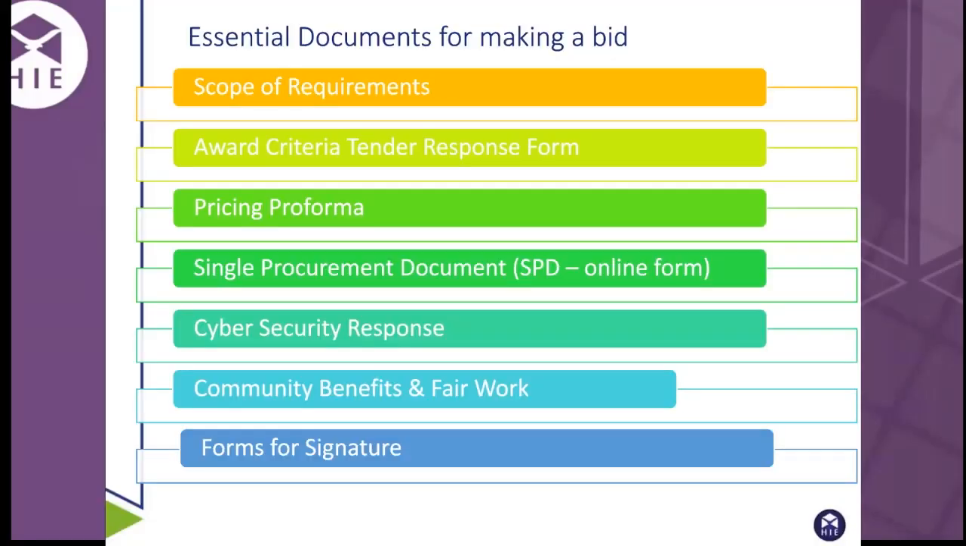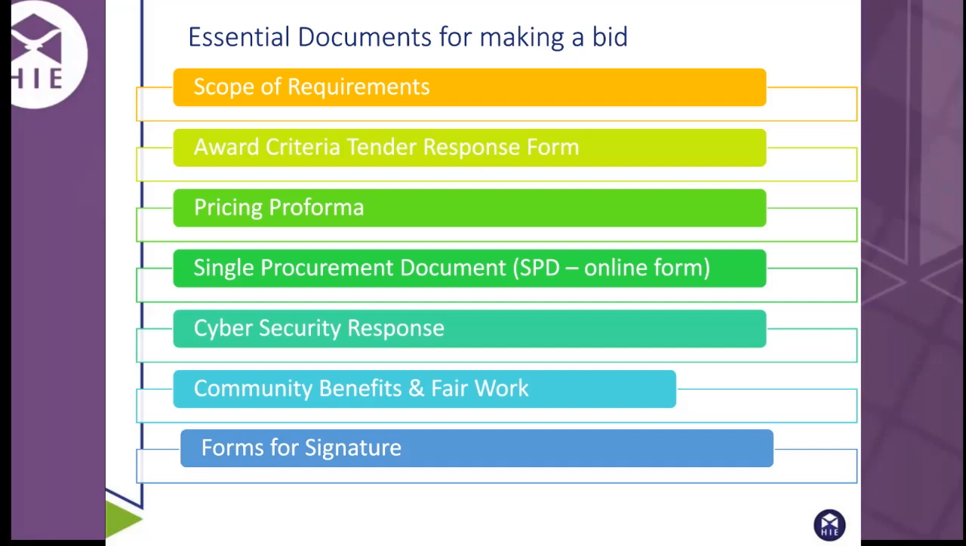Let's have a look at the documents involved. The scope of requirements tells you what we need to buy. The award criteria tender response form simply lets you tell us why you would be a good fit to work for us. In the pricing schedule, you'll state the price for our requirements in a format that we set for you. Both the response form and the pricing schedule relate back to our specific requirements.